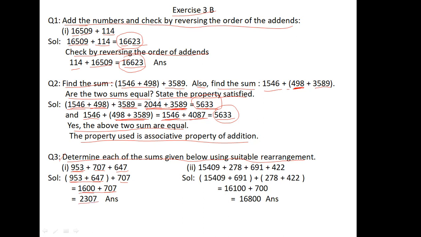Now we will move to the next one. The next part is 15,409 plus 278 plus 691 plus 422. Now here I am making two groups. The first group, 15,409 plus 691 in one bracket, and in the second bracket I can write 278 plus 422. When we add 15,409 plus 691, the value will come 16,100, and when we solve 278 plus 422, the result will come 700, and when we add these two numbers, it will come 16,800.